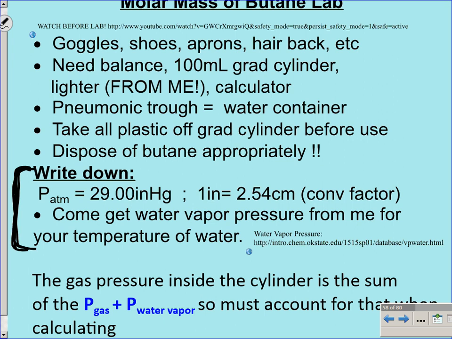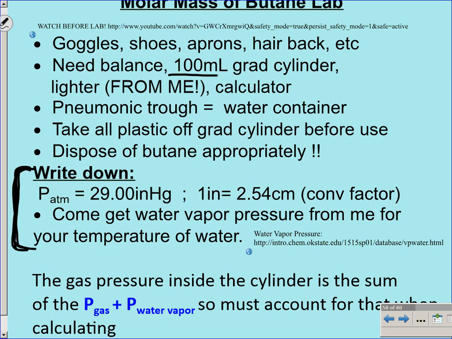So when we get back there, you'll get your goggles. You'll tie back your hair. Make sure that you have a 100 milliliter graduated cylinder in your little cubbies. If you don't, I'll make sure you get one. The pneumatic troughs are just big plastic buckets. I'll be handing those out to you.